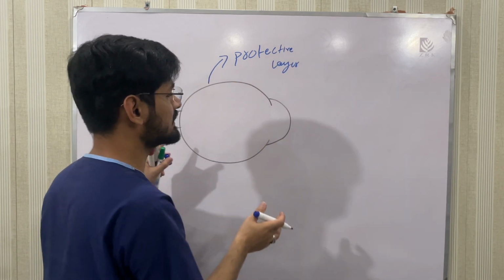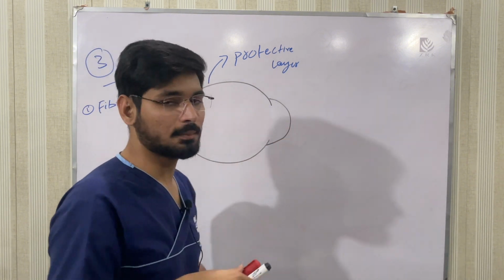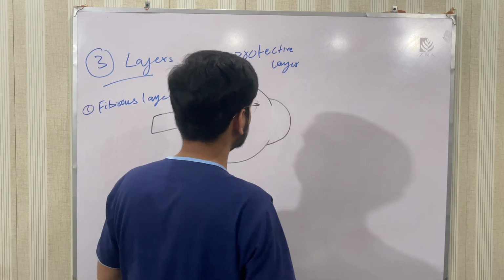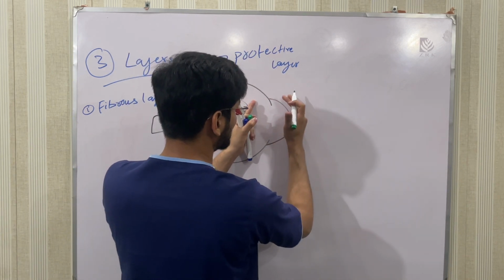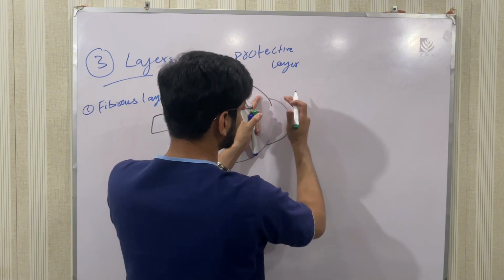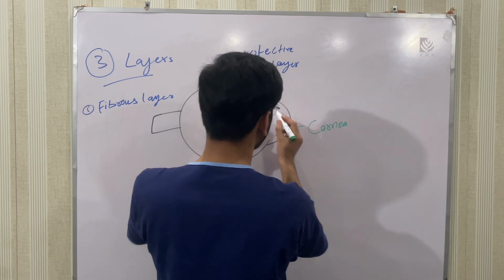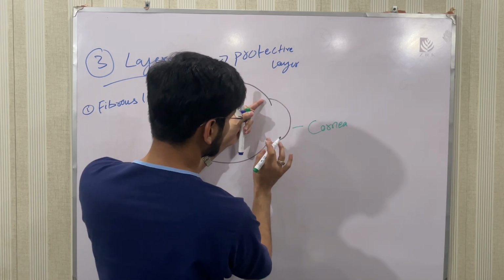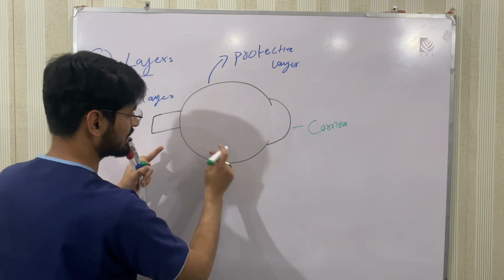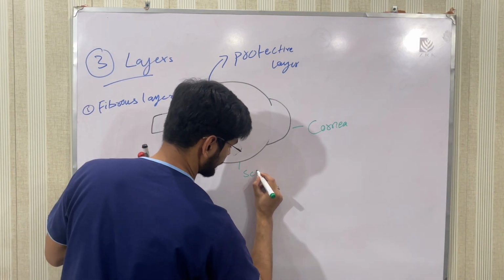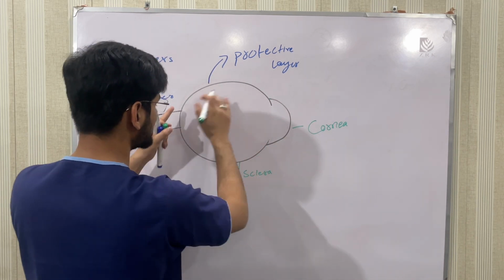This fibrous layer has two main components, called cornea and sclera. The most anterior part of this layer is called cornea, from here to here, and the remaining part of this layer is called sclera.